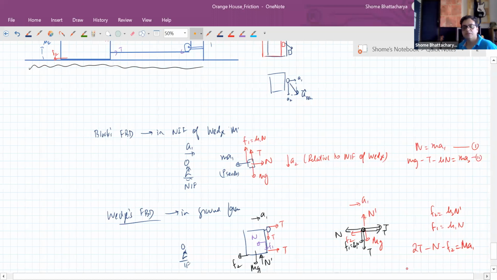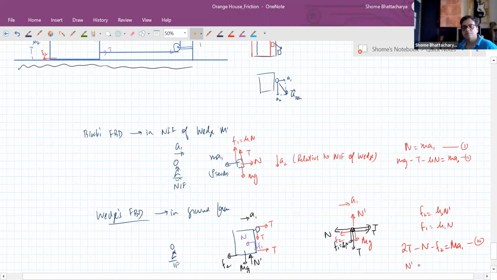Whereas vertically what is happening, n prime is balancing the sum of capital Mg plus this friction plus tension. Suppose. Okay. So these equations. So now your variables are n, t, a1, a2, and also n prime. So 5 variables, and you have 4 equations. So one additional equation will come from constraint. So what will the constraint relation be?